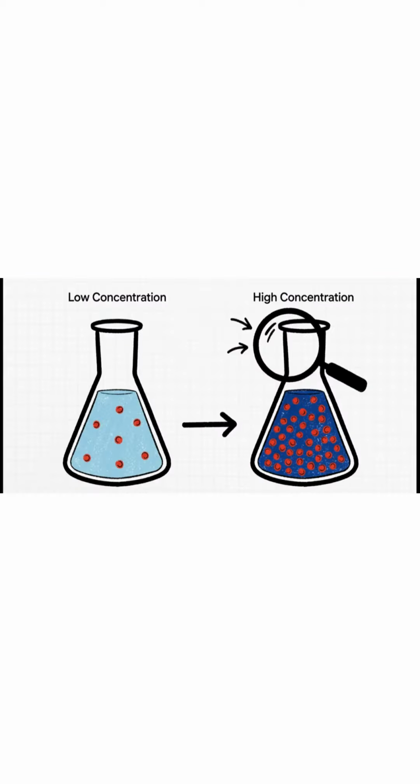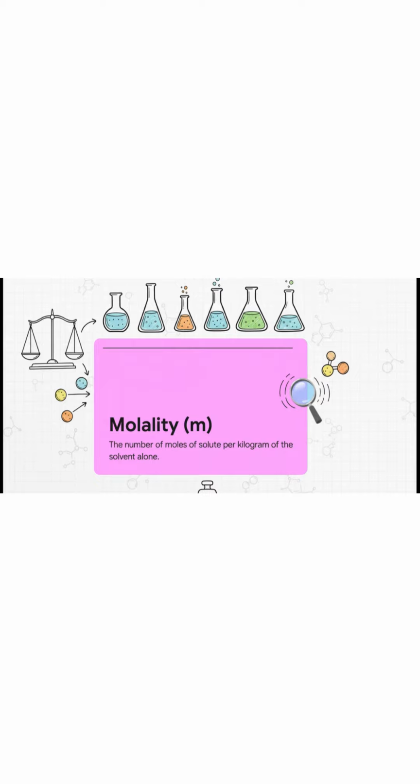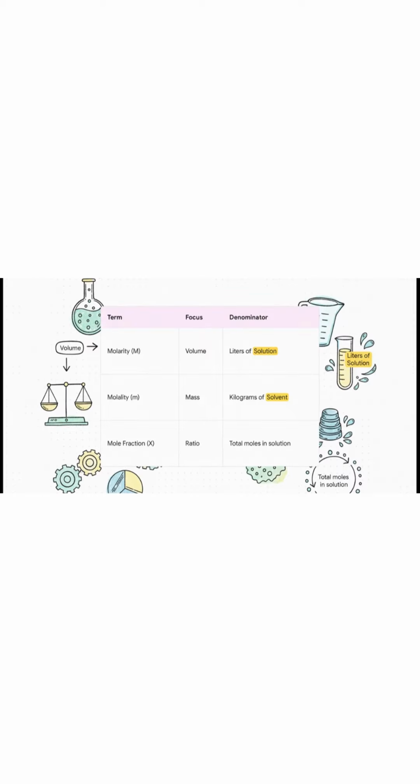But to do real science, you gotta know exactly how much stuff is in there. That's called concentration. One way to measure that is molarity. It's moles of solute per liter of the whole solution. Then there's molality. This one focuses on moles per kilogram of just the solvent. So you can see the difference, right? Molarity is about volume. Molality is all about mass.